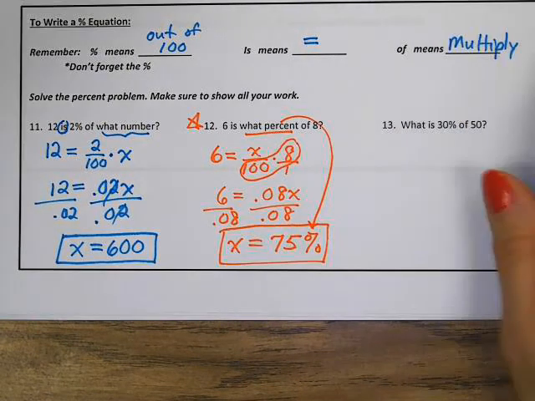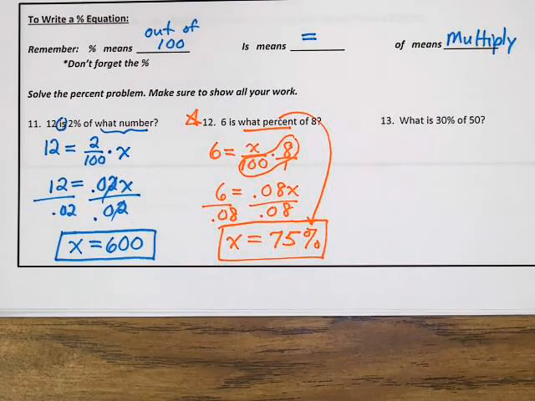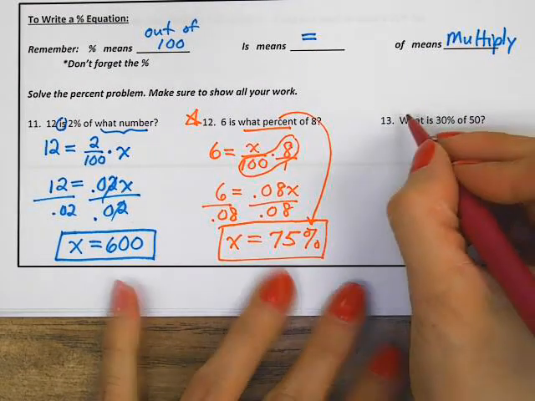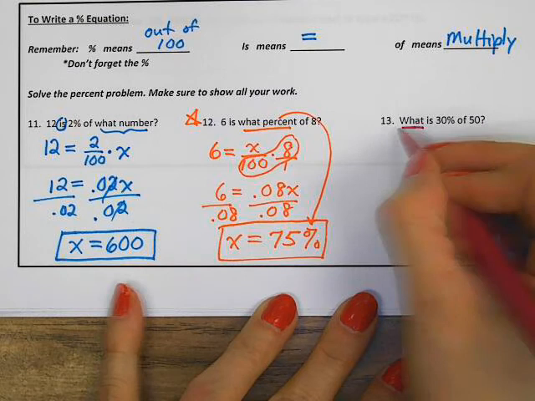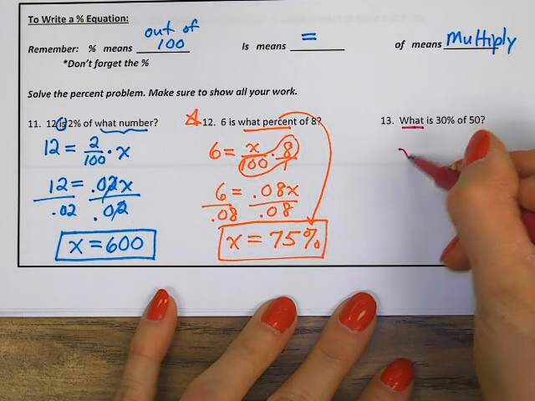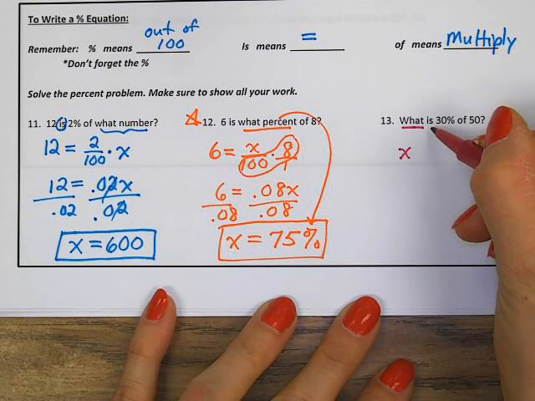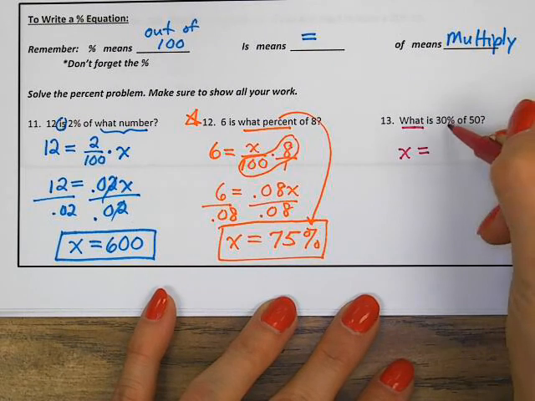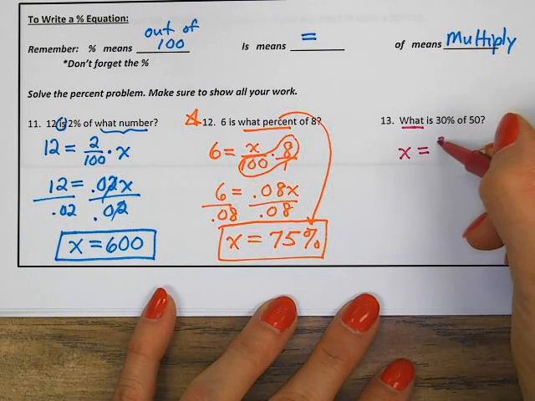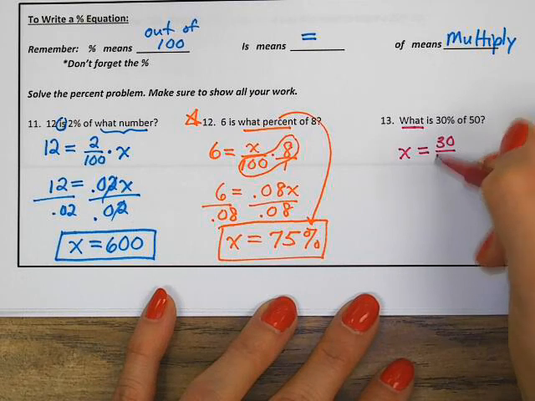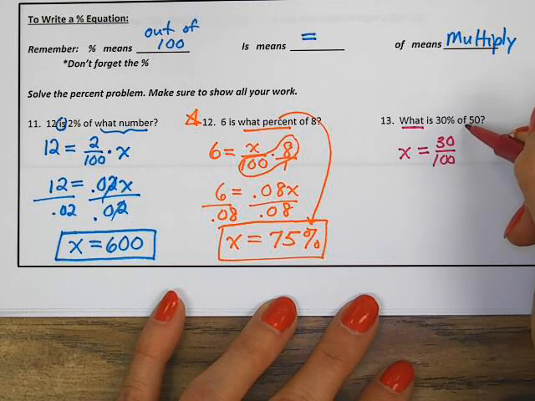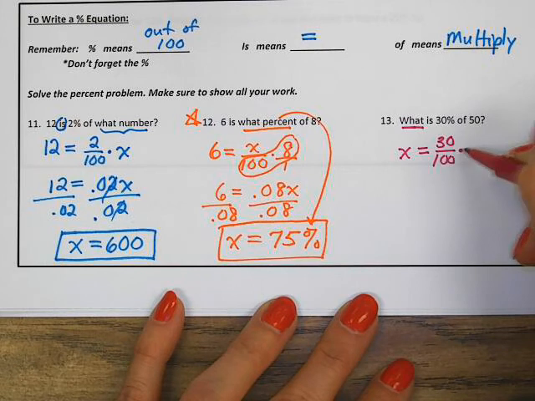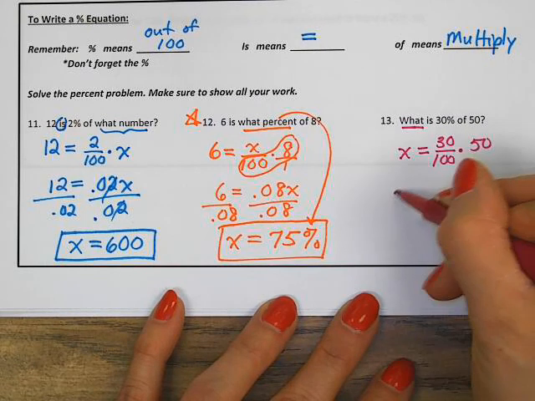Okay, the last one, this is the easiest one there is. When it says what, and I don't know what, I use the letter X. How do you say is? Yeah, equal sign. When it says 30%, that means 30 out of 100. When it says of, it means times 50. This is just straight, all type it in your calculator.